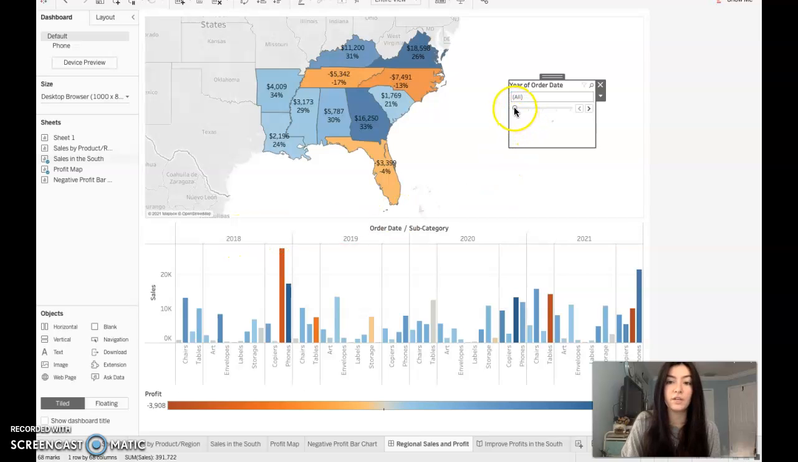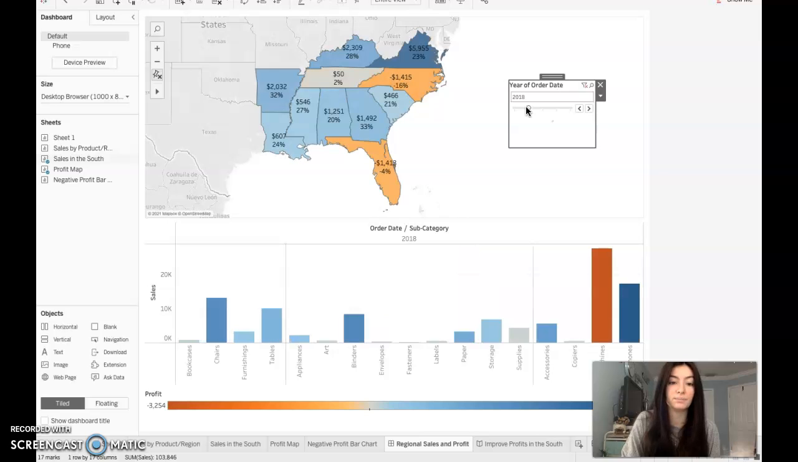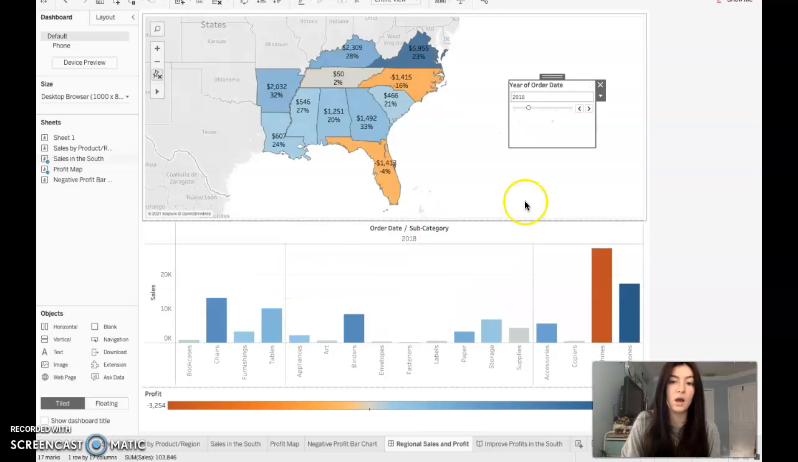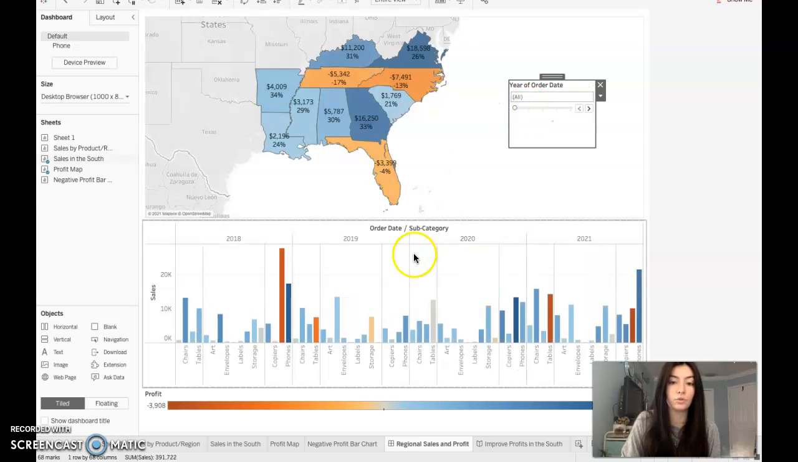You can also go over here, and if you wanted to particularly look at 2018, you could do that, and that will just show you more specifically what happened in 2018, or you can just go through all of them, and they are sectioned off here up at the top.